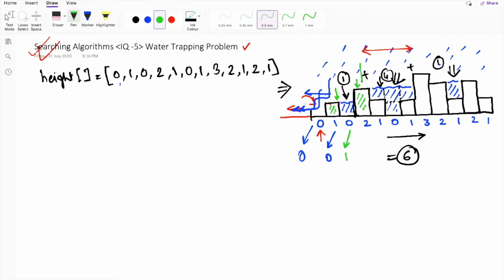Similarly for the next block, on the right side we do have a block that is higher than this block. But we do not have any block on the left side that can accommodate any water between these two pillars.